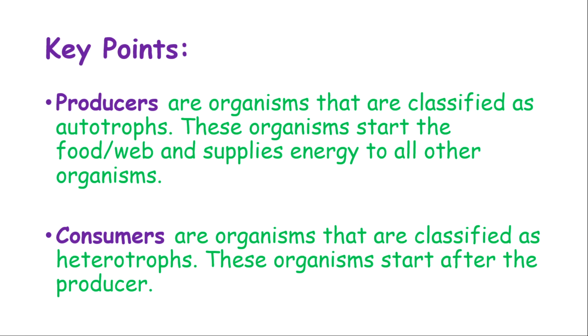Now, consumer level, the consumers. Now, consumers, they are organisms that are classified as heterotrophs. So, consumer level, they are heterotrophs. And that's why I mentioned before that consumer level pretty much contains all the heterotrophs, okay? And these organisms start after the producer. So, notice the word autotrophs connects to producer.